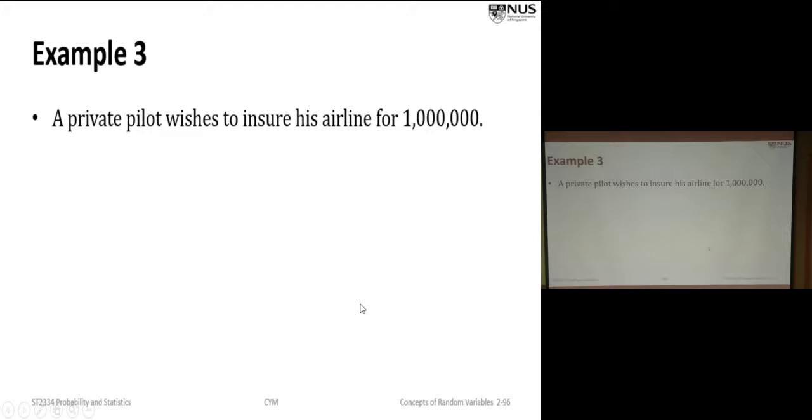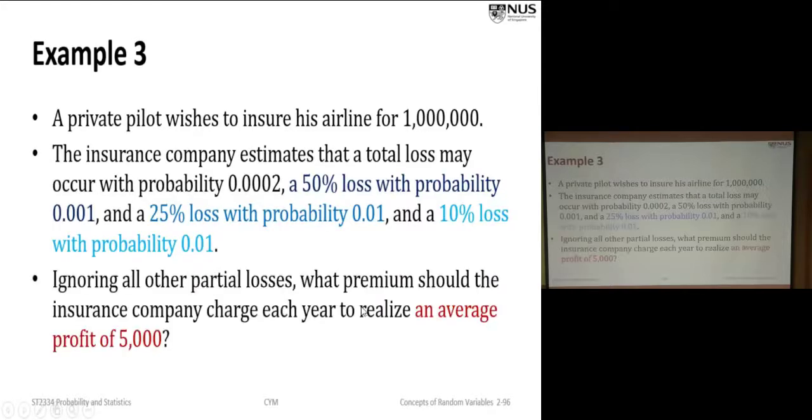So here's another example. I leave this example for you to read. But basically, you pay out this amount, all right? 50% loss, 25% loss. So this is the amount, and 100% is the full amount. So 50% is half of it, 25% is 1/4 of it. And these are the corresponding probabilities and so on. Then what you have to do is calculate your expected payout.